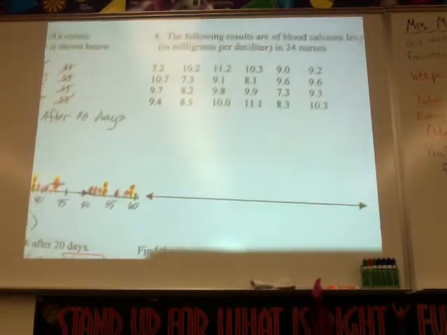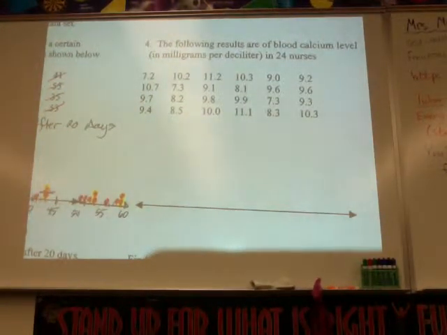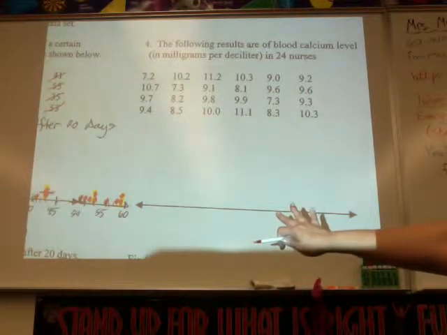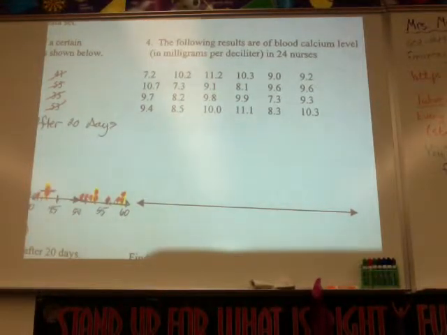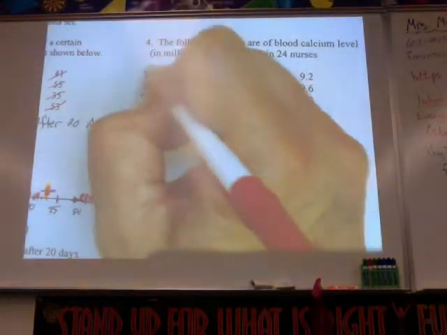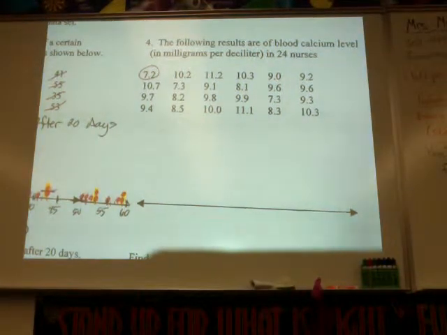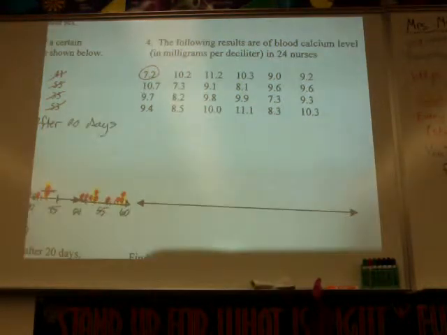Now on this one you've got decimals. So if I were you, how might you set up this? You're going to find your lowest and your highest, right? What's your lowest? Yeah, it looks like 7.2, right? What's your highest? 11.2.